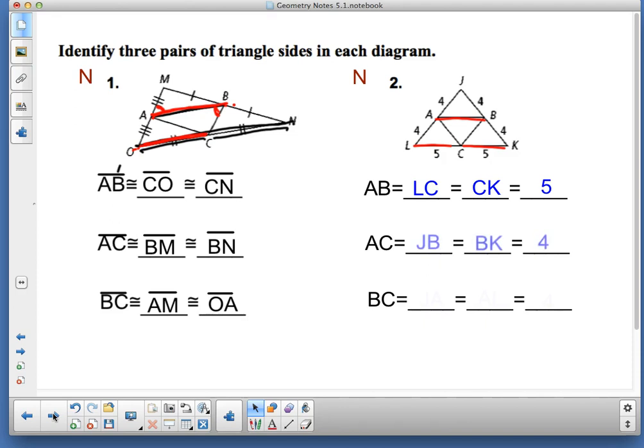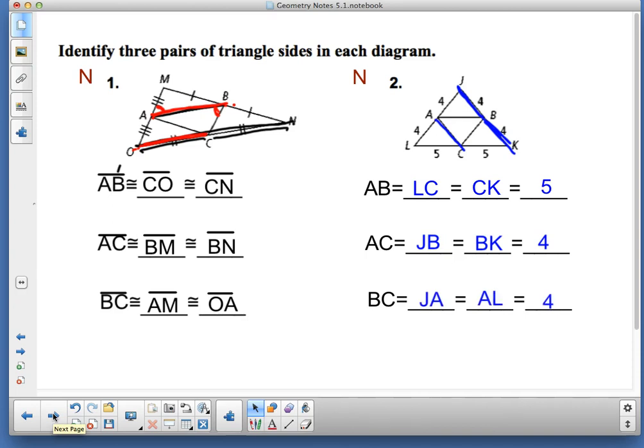Hopefully you're starting to see that AC, and I'm going to highlight these, hopefully you're looking at the fact that we've got AC, and that's across from JK. So JB and BK are the segments that are the same measure, and they're all 4. And BC, the same stuff. Are there any questions about those?